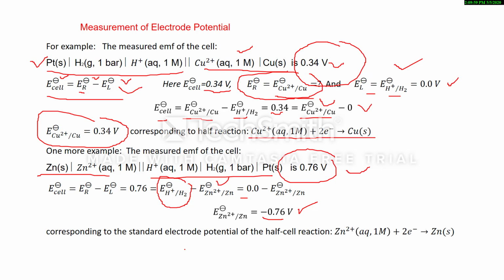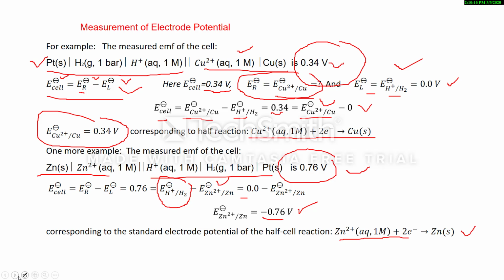For this zinc electrode, this is the half reaction. Again remember, a half reaction is always written in the form of reduction, because by convention the standard reduction potential is considered as the standard electrode potential.